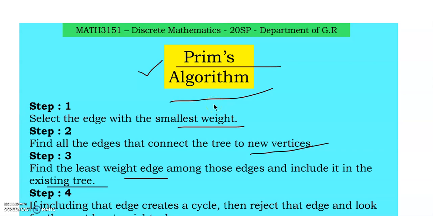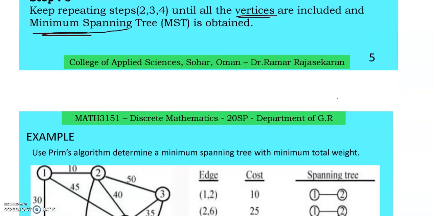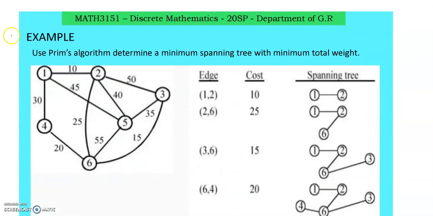Dear students, this is the continuation of the previous video. Now, we'll see in this example. Use Prim's algorithm. Determine a minimum spanning tree with minimum total weight.